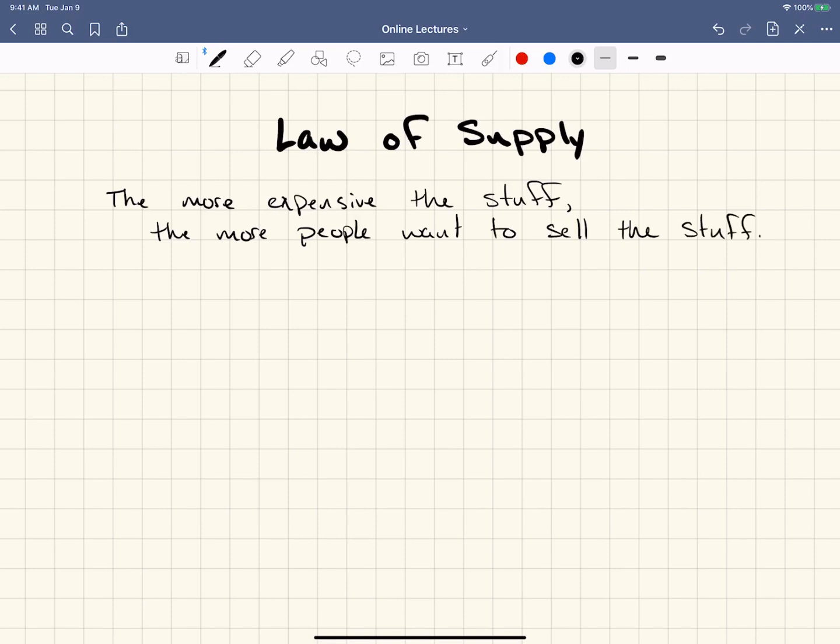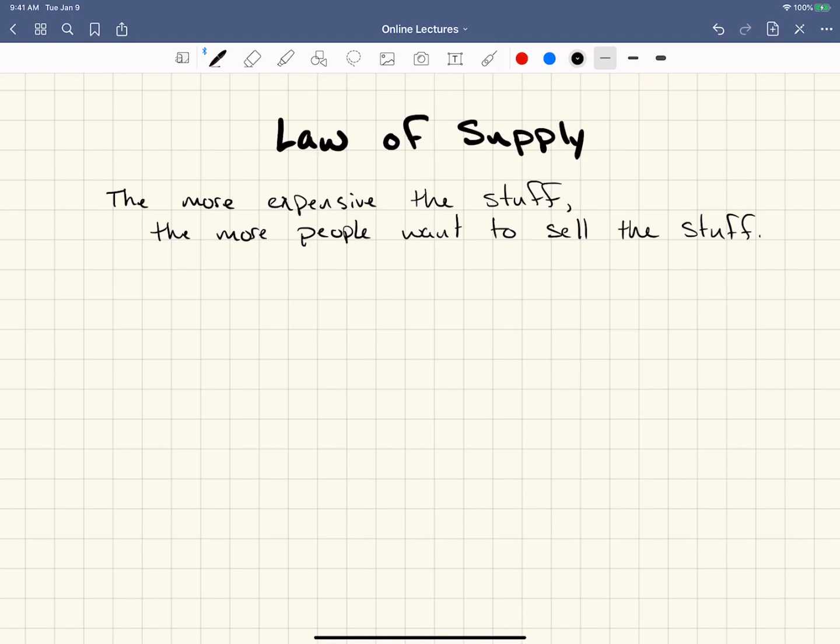What does this mean? As the price of goods and services go up, more people will want to sell those goods and services. More businesses will want to sell those goods and services. We call this the law of supply. Conversely, you could also say it the other way. The less expensive the stuff, the less people want to sell their stuff, okay?